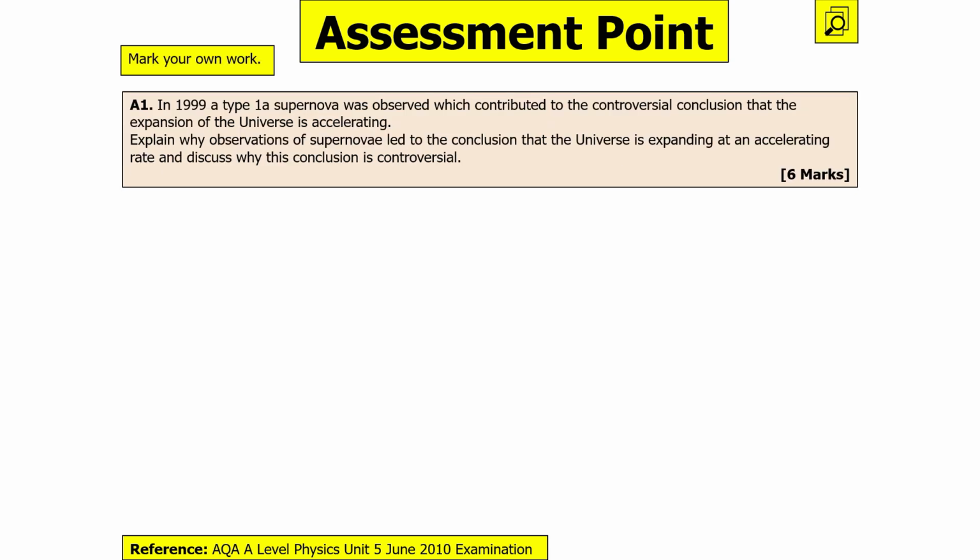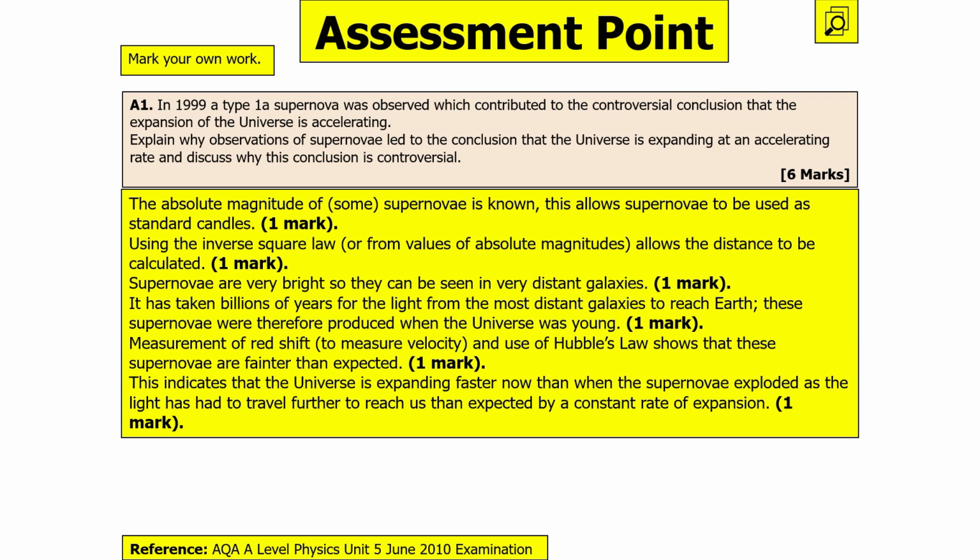Right, so the absolute magnitude of supernovae is known, which allows us to use supernovae as standard candles. Now, if we use the inverse square law, or the equation m minus M equals 5 log d over 10, this allows the distance to be calculated. Supernovae are very, very bright, so they can be seen in very distant galaxies from very far away. And it's taken billions of years for the light from the most distant galaxies to reach the Earth, so therefore these supernovae must have been produced a long time ago when the universe was very young.